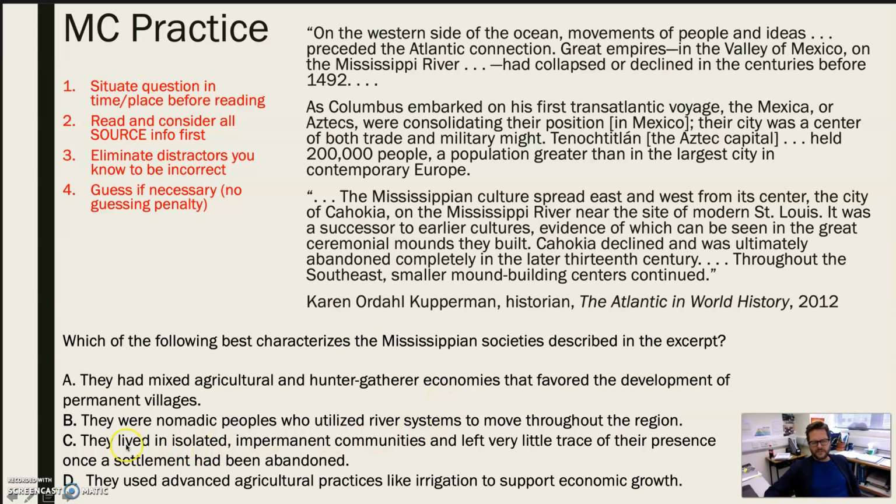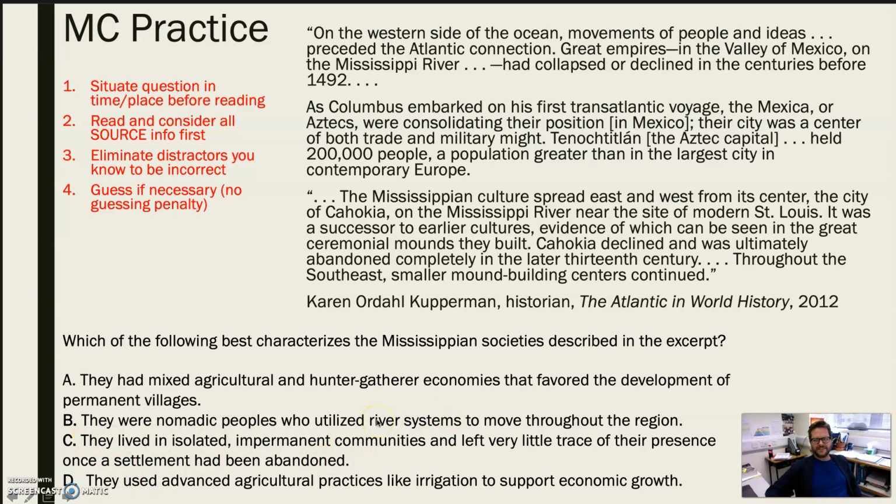So right off the bat, we know B isn't the case, right? All right, the next distractor we're going to say is C. They lived in isolated and impermanent communities and left very little trace of their presence once the settlement had been abandoned. They left gigantic mounds, right? So that would not be little trace of their presence. Like we know that, again, they have a city, so it can't be impermanent, and they have mounds, so they left traces, all right? So C is the other one, kind of easy.